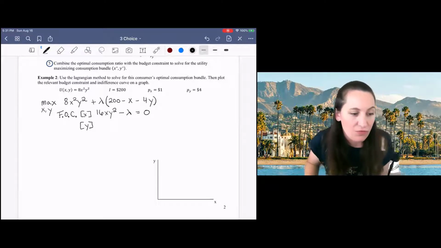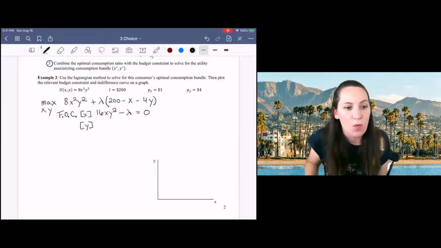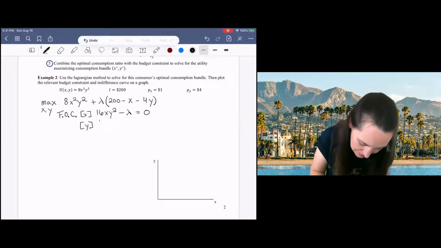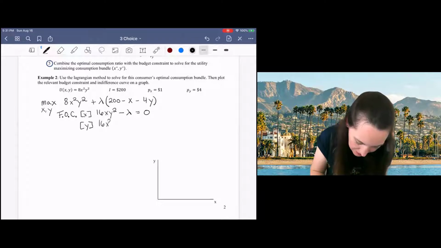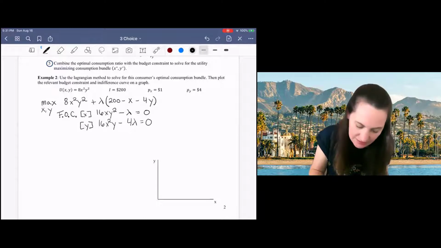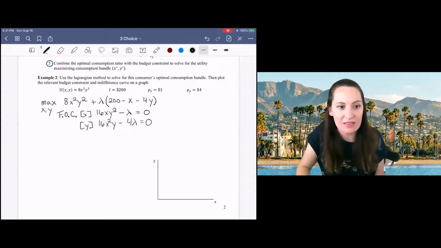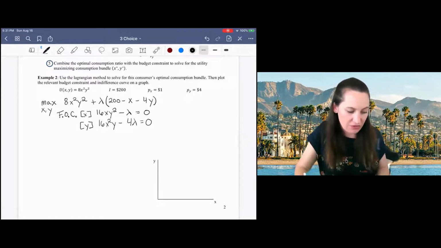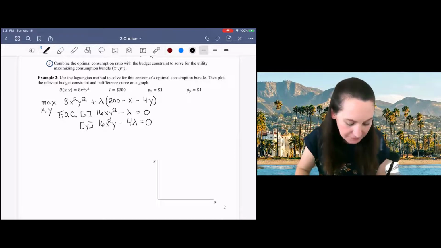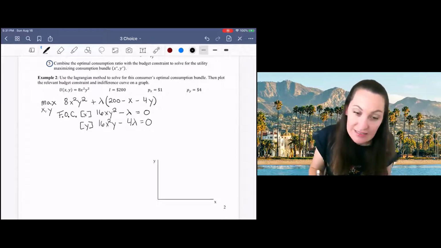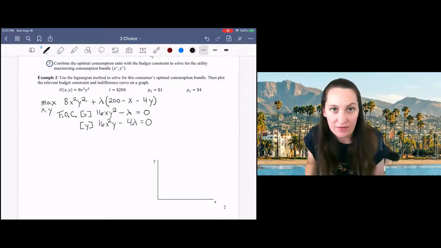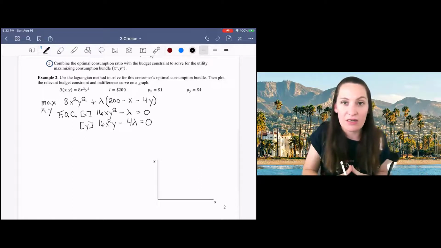For our derivative with respect to y, we've got 16x squared y minus 4 lambda equals 0. So I set that equal to 0, and I've got both my first order conditions written out here. Now the next step after I've taken the derivative is to combine the first order conditions in order to get rid of the lambda.